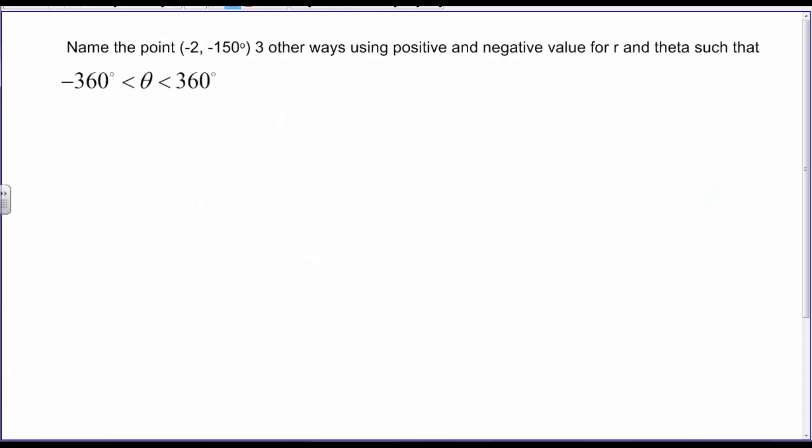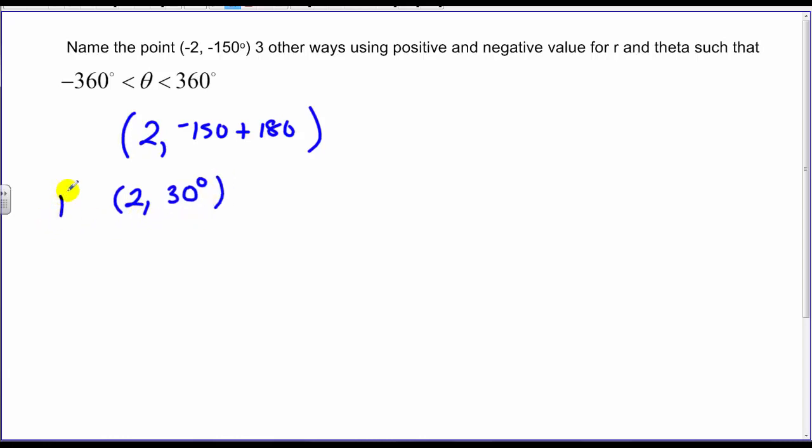So, given that, we should be able to name angles in several different ways. So here's a point of (-2, 150 degrees). Now what I want to do is name this 3 other ways using both positive and negative values for r and theta. So I want to find out where this point is first. So if I go (-2, 150), that's like saying (2, -150 plus 180 degrees), which puts me at (2, 30 degrees). So here's one of the 3 other ways I can name this.